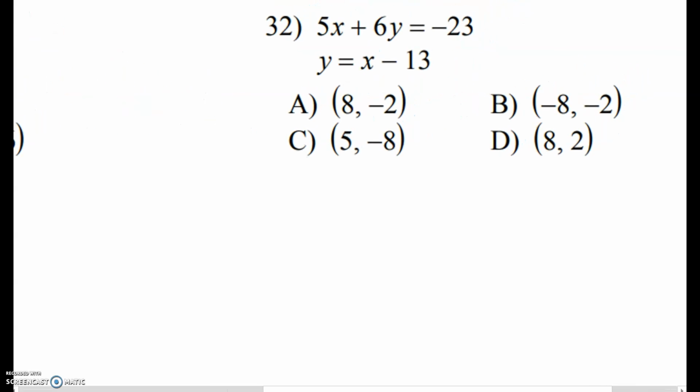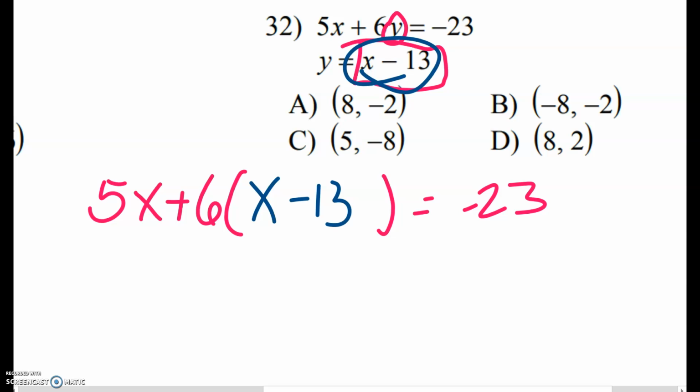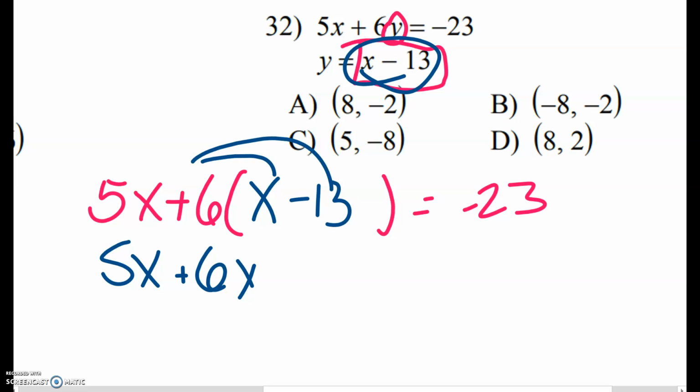We see that y is equal to x minus 13. So that means I can replace the y right here with x minus 13. So 5x plus 6. Where we plug in, we're going to put parentheses. We're going to go ahead and plug in our x minus 13. And now we're just going to solve it. So we get 5x plus 6x. 6 times 13 would make negative 78.